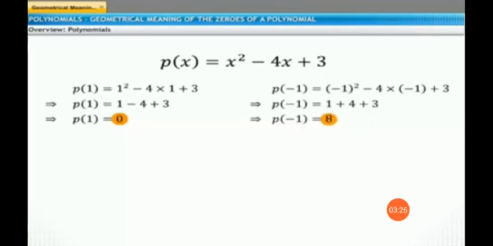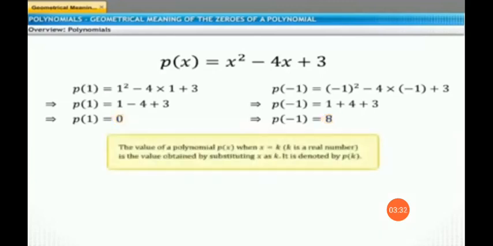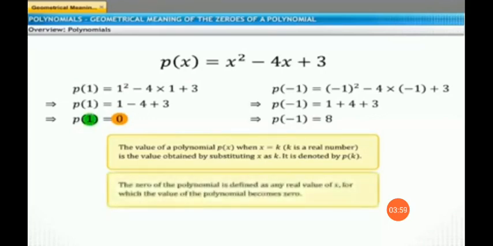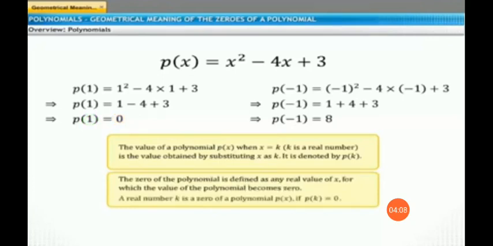So in the first case, when x is equal to 1, the value of the polynomial is 0, and when x is minus 1, it is 8. So we define the value of polynomial p(x) when x is equal to k as the value obtained by substituting x equal to k, and it is denoted by p(k). The zero of a polynomial is defined when we get the value 0, and we get the value 0 at x equal to 1. So x equal to 1 is a zero of the given polynomial. It is defined as any real value of x for which the value of the polynomial becomes 0.